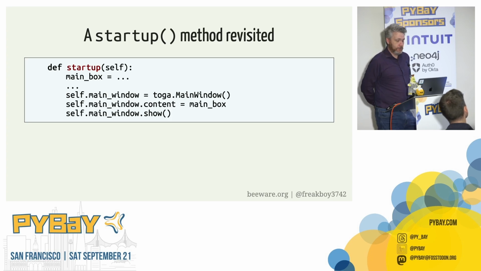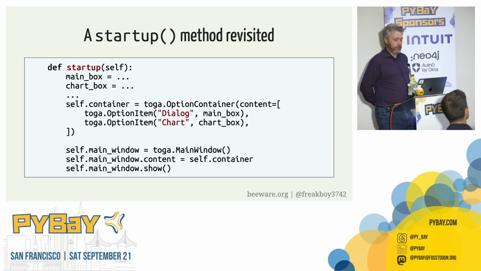Previously, we created our main box and set that as the content of our app's main window. Let's modify that a little bit. Let's create an option container widget. That's a tab widget and contains 2 pages of content, one labeled dialog and one labeled chart. And we'll set the main window's content to be that option container rather than the main box. We'll use the existing main box as the content of the dialog tab. And the second tab will use a chart box, which we're going to need to define now.